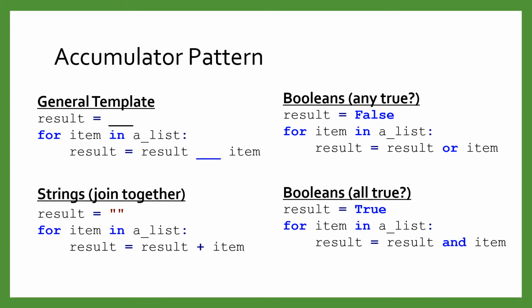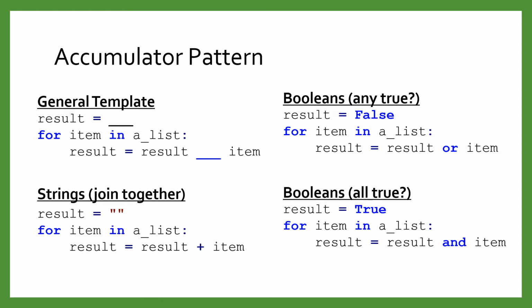The sum and count patterns are both more specific examples of the accumulator pattern. In general, this pattern allows us to start with an initial value and use any function or operation that takes in 2 values. This pattern can be applied to numbers, but it also works for strings, booleans, and even lists.